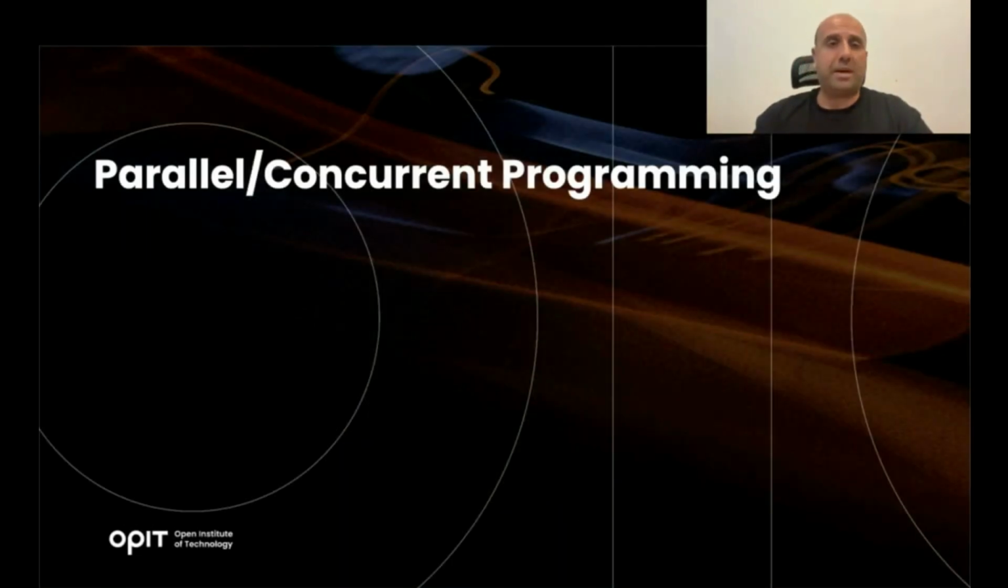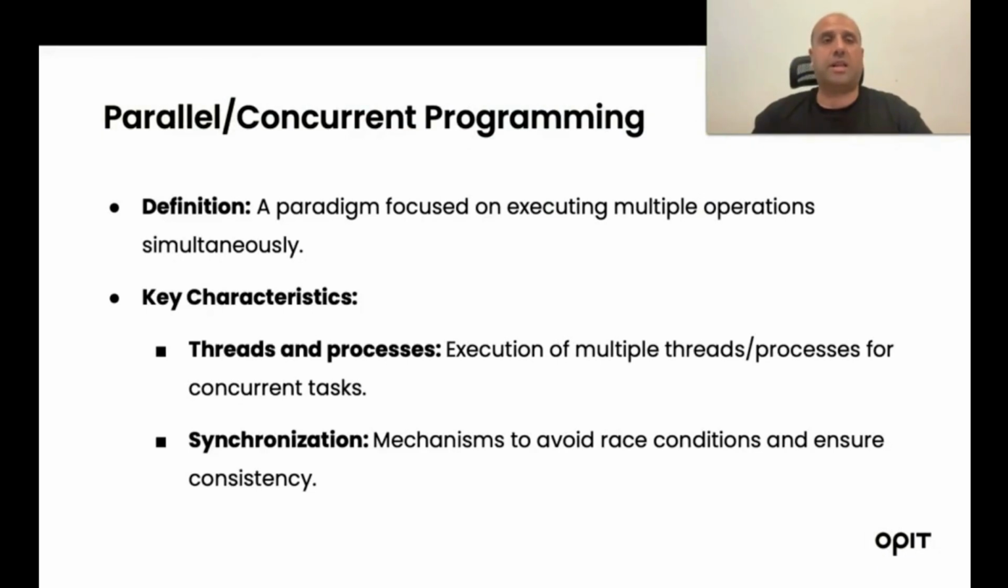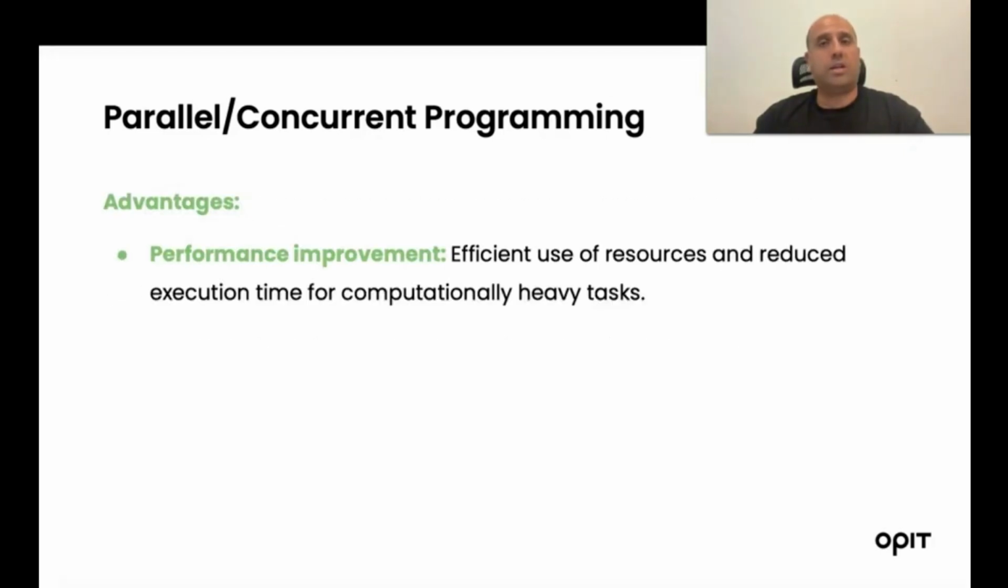The third is parallel and concurrent programming. By definition, it's a paradigm that focuses on executing multiple operations simultaneously. We have two key characteristics: threads and processes, and synchronization. Execution of multiple threads and processes for concurrent tasks, and a mechanism to avoid race conditions and ensure consistency is the synchronization. So what are the advantages?